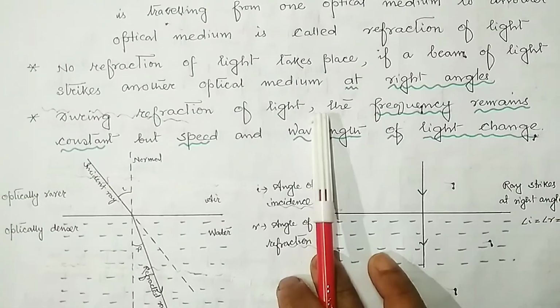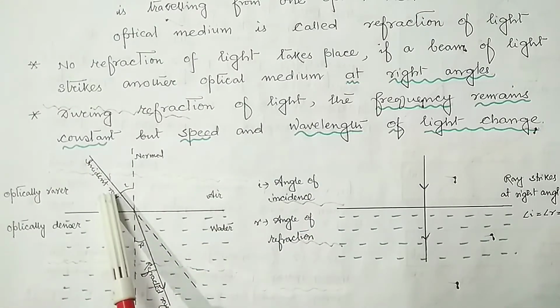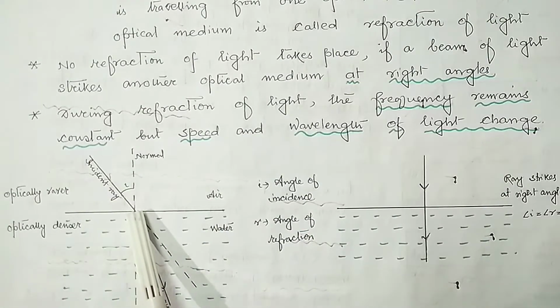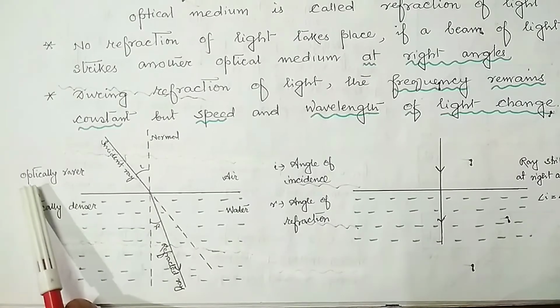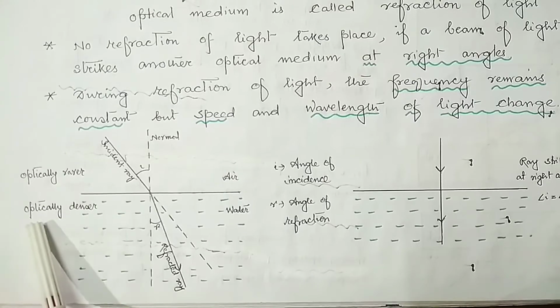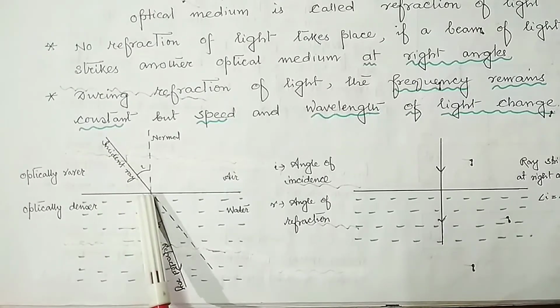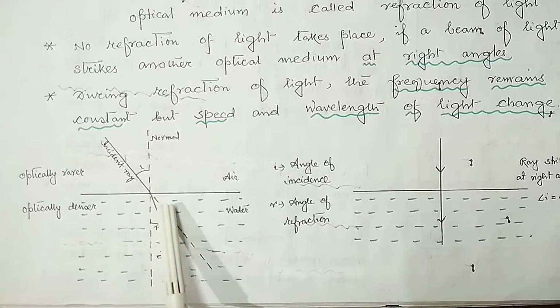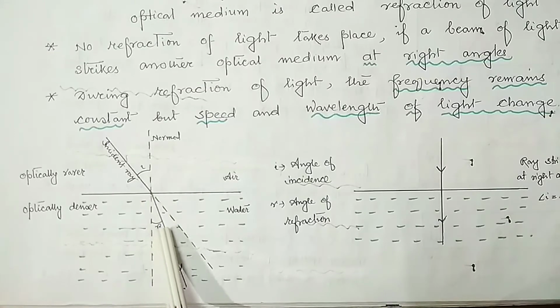Now here you can see this is a ray of light which is moving in air, and this ray is striking the boundary between air and water obliquely. So it is moving from an optically rarer medium to an optically denser medium. Now this ray of light, once it strikes the boundary separating the two media, will change its direction and go in a different path.